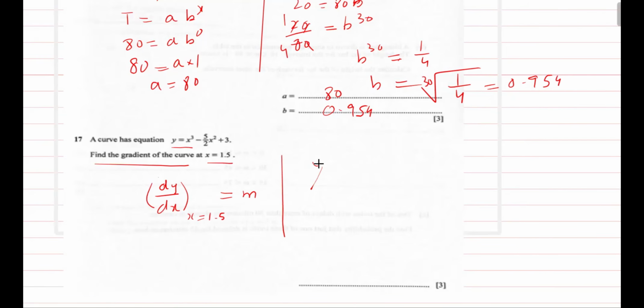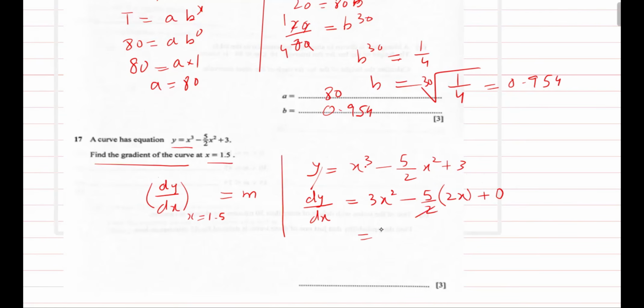Therefore, we calculate the derivative of y equals x cubed minus 5 over 2 x squared plus 3. We get dy over dx, and the differentiation of x cubed is 3x squared. Minus 5 over 2 we write as it is, and for x squared we write 2x. The derivative of 3 is 0. The 2 cancels, and we get 3x squared minus 5x.